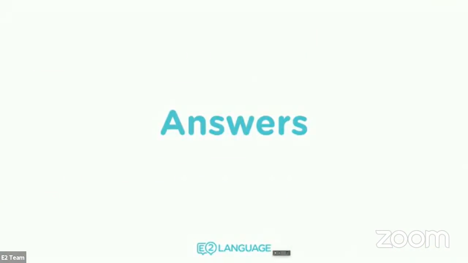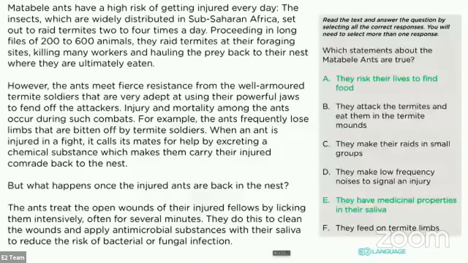The answers are, drumroll, A and E are the correct answers. So which statements about the Matabele ants are true? Well, A, they risk their lives to find food. And E, they have medicinal properties in their saliva. B, C, D, and F are incorrect, untrue, inaccurate, off topic. I won't go through them. You can do that in your own time.